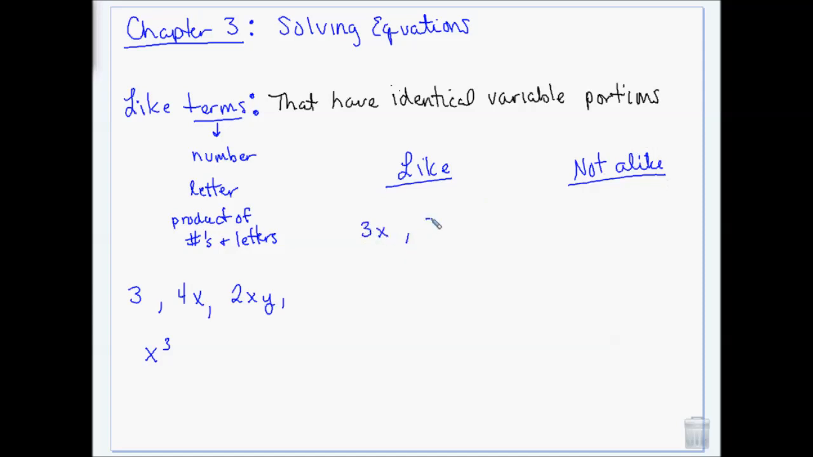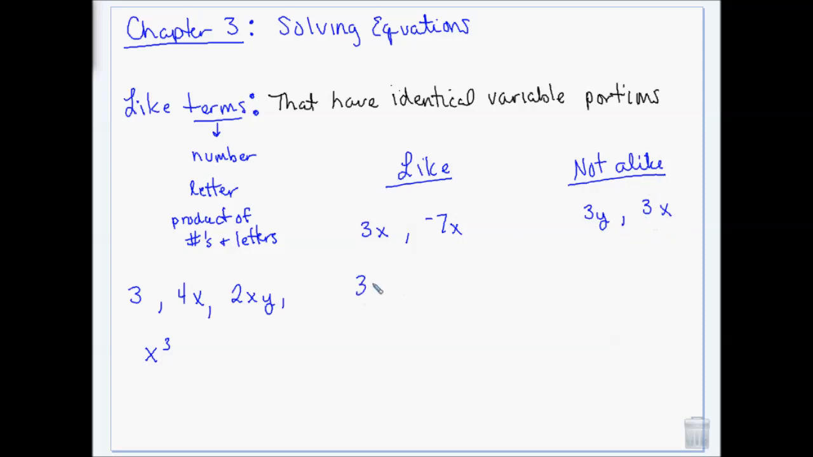3x and negative 7x are alike because they both have just a single x. So these are alike because they both have an x. Not alike, 3y and 3x. They both have a 3, but it's the variable part that has to be alike. So these two are not alike.